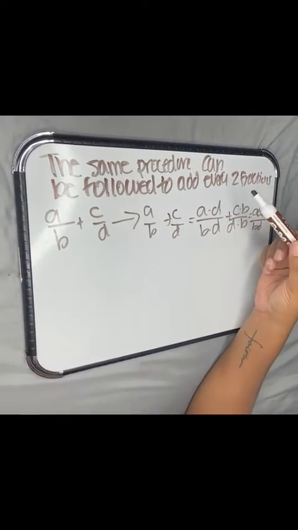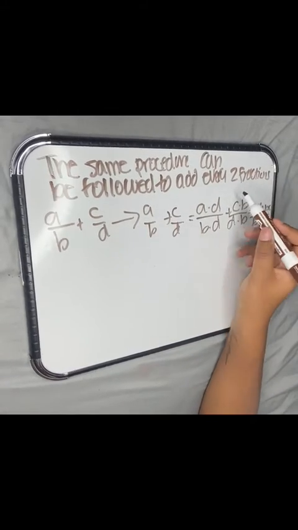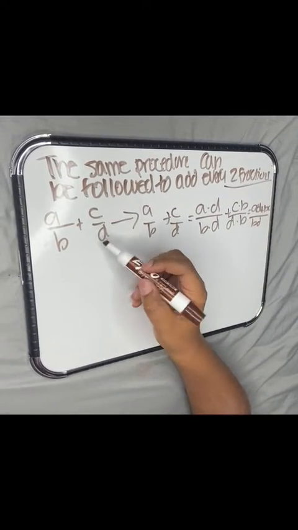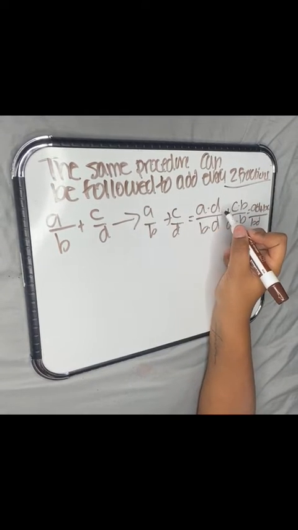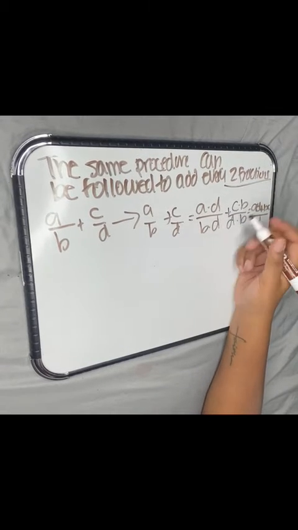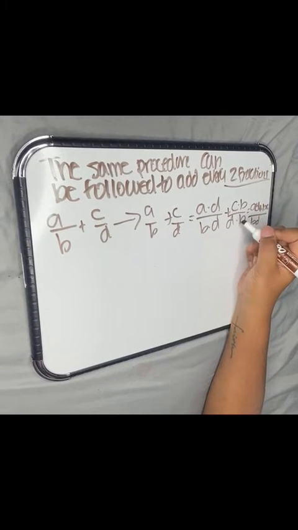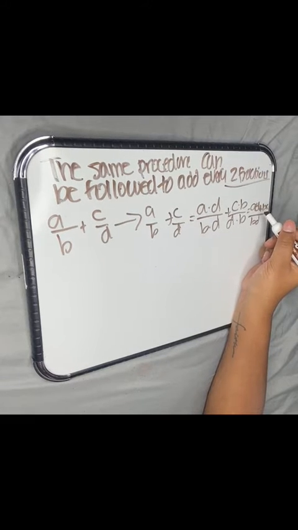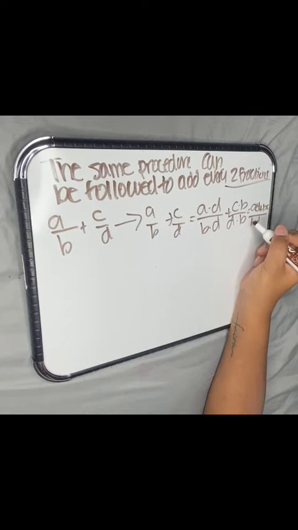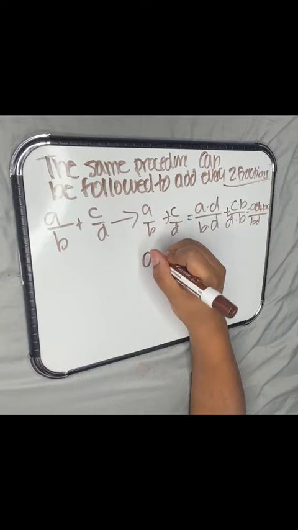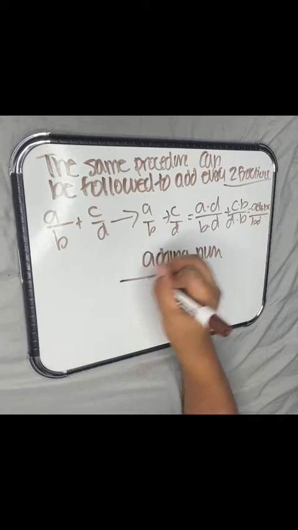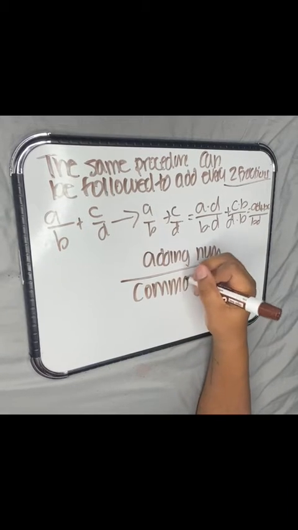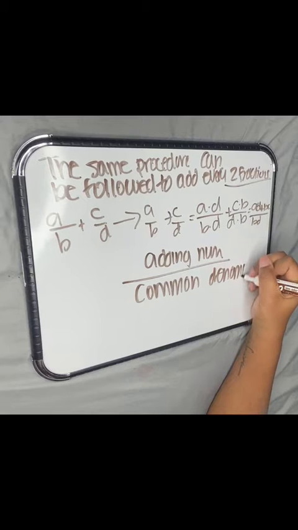Okay, so the same procedure can be followed to add every two fractions. A over B plus C over D is equal to A times D over B times D, plus C times B over D times B, which equals AD plus BC over BD. So basically you're adding the numerators over the common denominator, always.